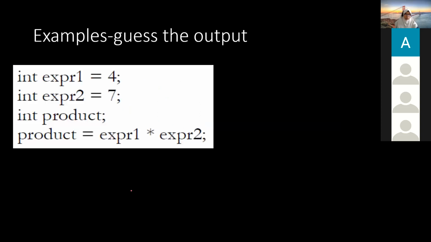Okay, now let's look at this one. Let's try to guess the output. The output should be 28. Yes, so 28, that's easy. You don't have to even use a calculator, just use your brain. Okay, so for expression 1 it is 4, so it should be 4 times 7, which is 28.